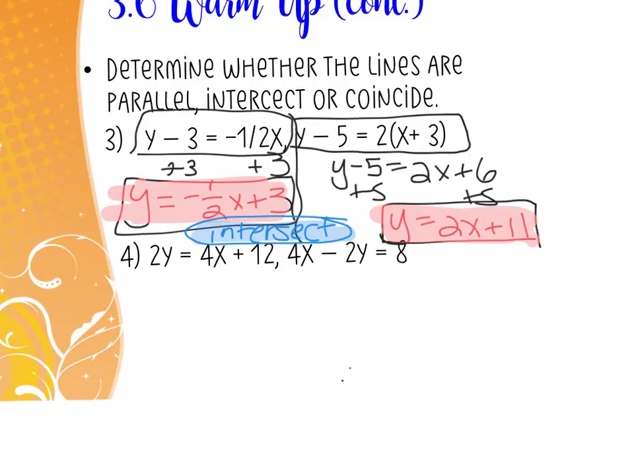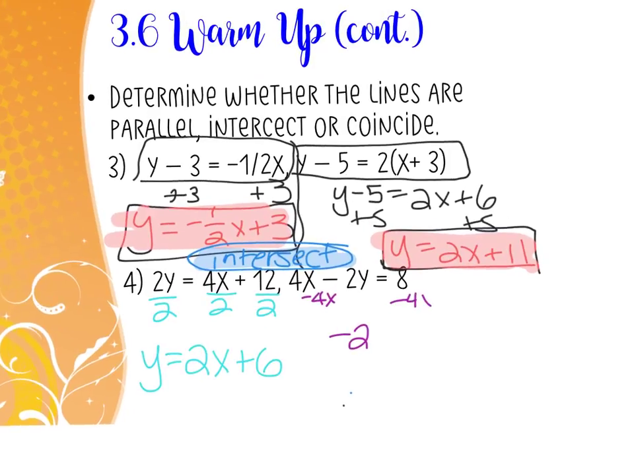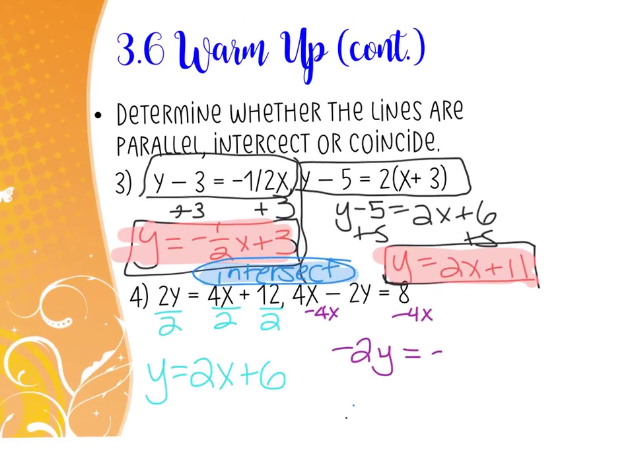So let's do 4. Divide by 2, divide by 2, divide by 2. And I get y equals 2x plus 6. And then solve this one for y. Subtract the 4x. Negative 2y equals negative 4x plus 8. And then divide by negative 2, divide by negative 2, divide by negative 2. And I get y equals 2x minus 4.